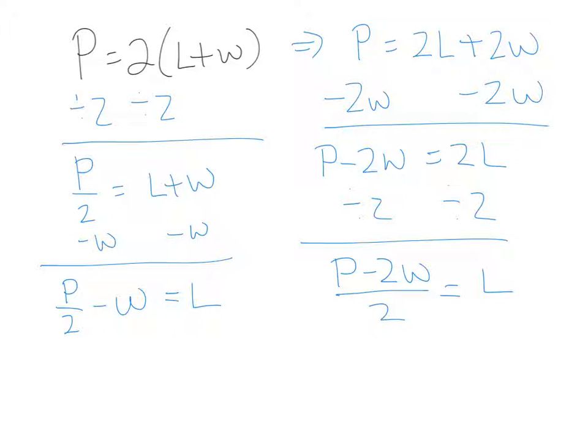Now, this looks suspicious because these two solutions don't look the same, but we should get the same thing. If you separate this one over here into 2 separate terms, which you can do, you could write it as P over 2 minus 2W over 2, and once you've done that, you can simply reduce the fraction 2W over 2 by canceling the 2's and getting P over 2 minus W, which means you get exactly the same thing as what you have over here, and therefore those two things are the same.